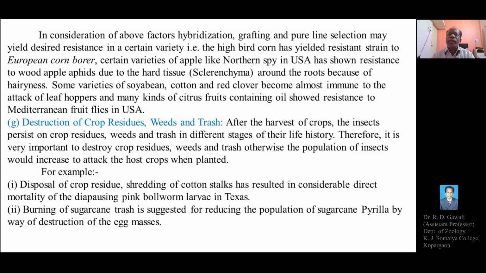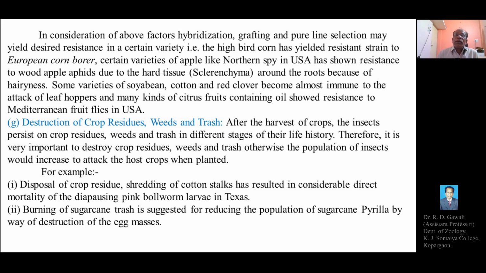Or some varieties of soybean, cotton, then red clover become almost immune to the attack of leaf hoppers, and many kinds of citrus fruits containing oil showed resistance to the Mediterranean fruit flies in USA. So these are a number of examples of the improved crop varieties or resistant varieties which have resistance against different pests.